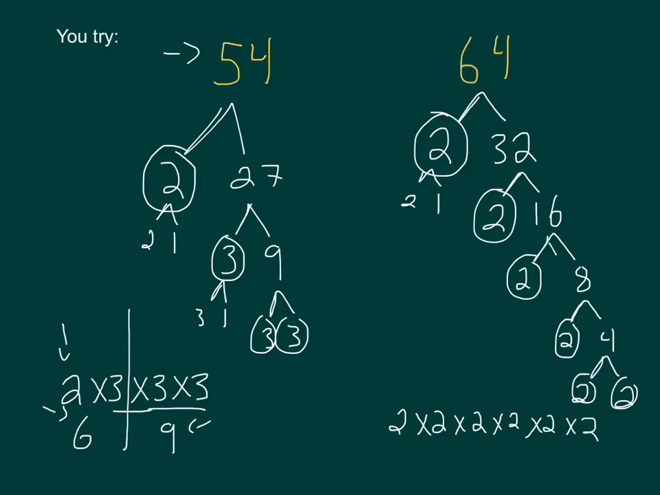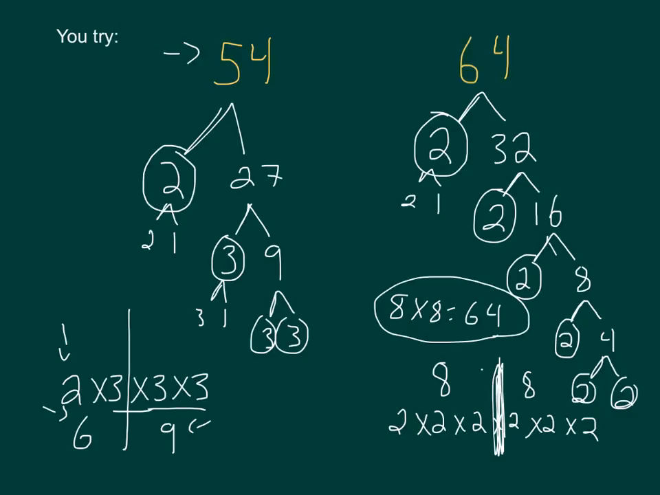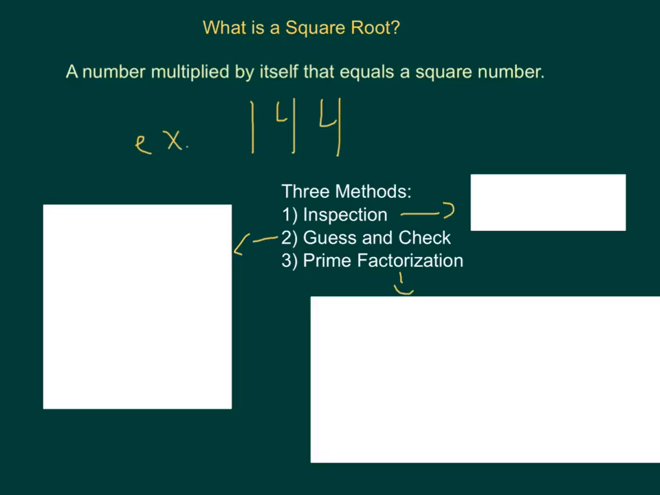We have 6 twos, so if we were to split them up with 3 on each side, 2 times 2 is 4, 4 times 2 is 8, and on this side, 2 times 2 is 4, 4 times 2 is 8. So 8 times 8 should give us 64. We know that this is now a perfect square because it's the same number times itself that gives 64. So let's look at one more thing before we're done here today.